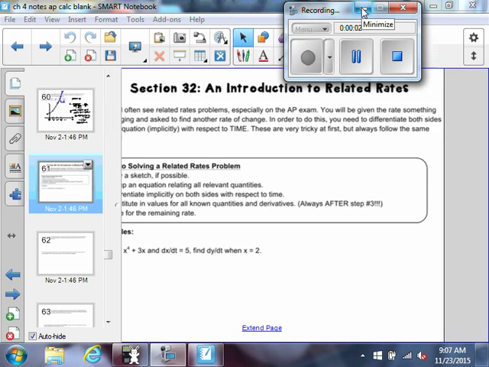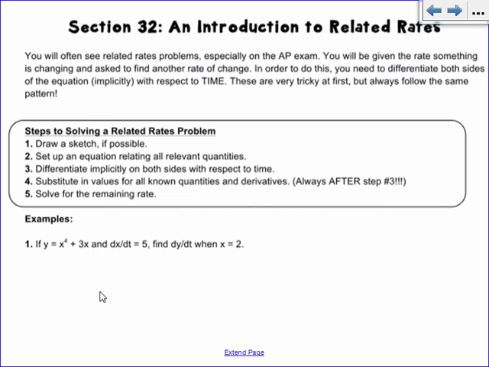Section 32 is on an introduction to related rates. So this is a super important concept on the AP test, so we're going to spend a couple days doing this. It says you will often see related rates problems, especially on the AP exam.